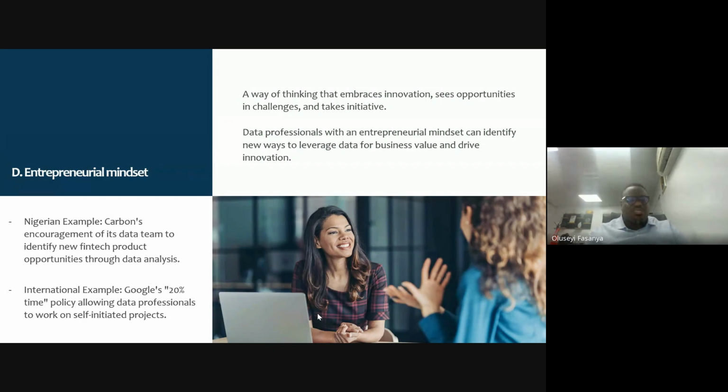On the international space, Google's 20% time policy, allowing data professionals to work on self-initiated projects, is very important. It talks to such a mindset, having an entrepreneurial mindset, because when you begin to work on your own thing, you think differently, you prefer solutions, and you bring value to the organization.